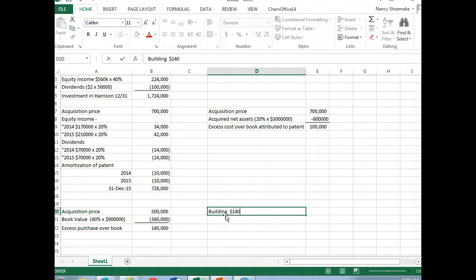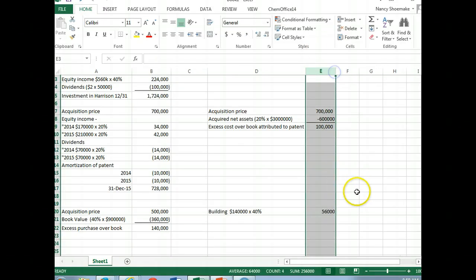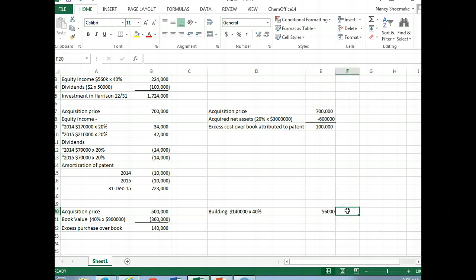So the building was $140,000 greater than what the books show. But we own 40%. So 40% of $140,000 is $56,000. Now, it tells us that that asset only had a 7-year remaining life. So if we take 56,000 divided by 7 years, our depreciation allocation for that building each year is 8,000.